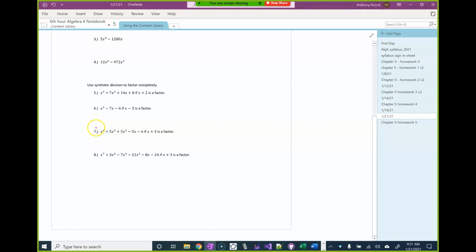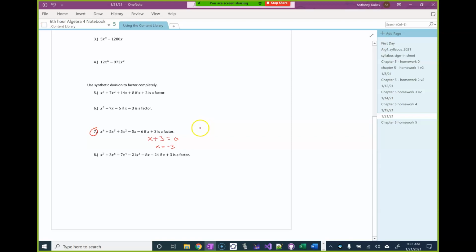So number 7. So this says, do you see? So the first step here is I'm going to take whatever my given factor is, in this case that's x plus 3, set that equal to 0 and solve. So when I subtract 3 from both sides, I get negative 3.